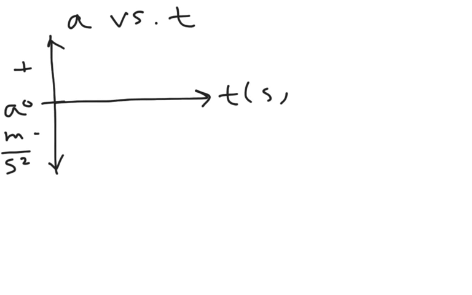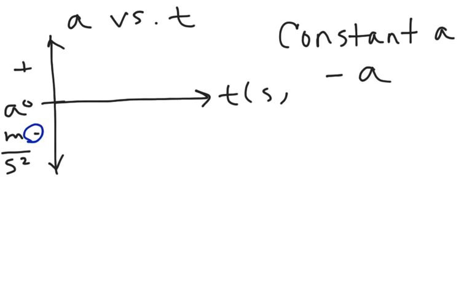Well, as you recall, we already said that we had a constant acceleration and that it was a negative acceleration. So when you look at our graph here, negative acceleration is below the t-axis. There's my little negative there. And as time goes on, the acceleration stays the same.